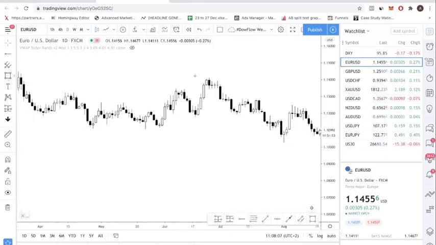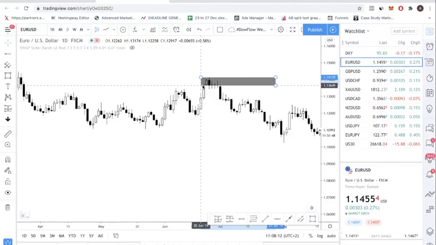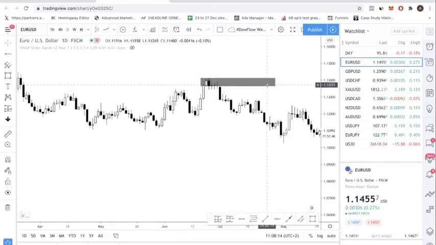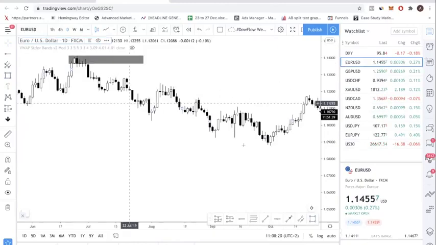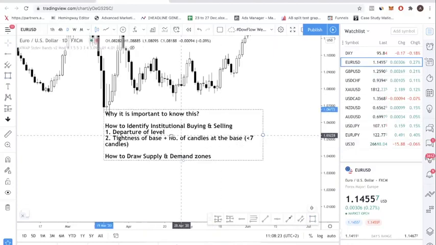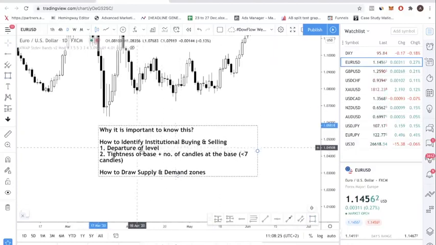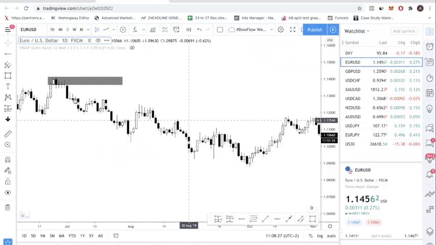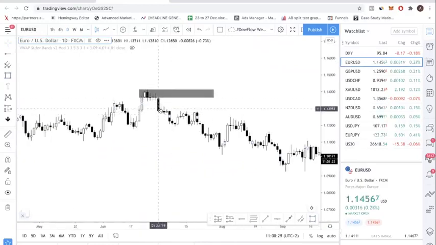Over here you can see this is a nice institutional level. This is where the institutional traders are selling, so this is a supply zone. How do I know that this is a supply zone? As always, we go back to the steps. Number one, we identify the departure of the level. You can see that this departure is not bad. You have a very nice extended range candle, a very strong bearish candle down, and then after that it consolidates and then it drops down again. So this is a very strong level.